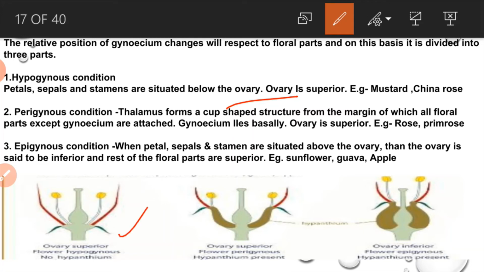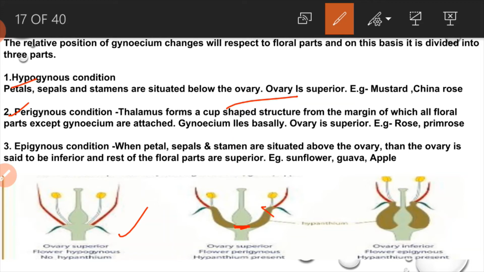So, here is the diagram. The ovary is superior and the other parts are below the ovary and they are said to be inferior. Another example is perigynous condition. In this case, the thalamus forms a cup-like structure or it may form a flask-like structure, and the gynoecium occupies the central position, and the other floral leaves, that is the stamens, petals as well as the calyx, arise from the rim of the thalamus.